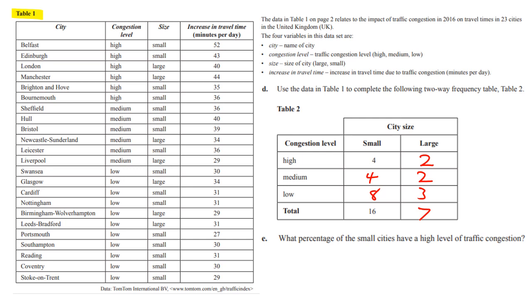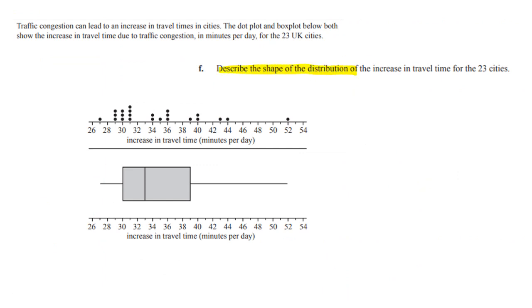Now, part E, what percentage of the small cities have a high level of traffic congestion? So of the smalls, we're only looking at this column. So whatever number we're doing is out of 16. A lot of people did it out of the total of 23, but we're just looking at the small column and have a high level. So that's 4 out of 16. I'm not going to get my calculator out for that. It is 25% if you do all your correct maths. 4 divided by 16 is a quarter. A quarter is 25%.